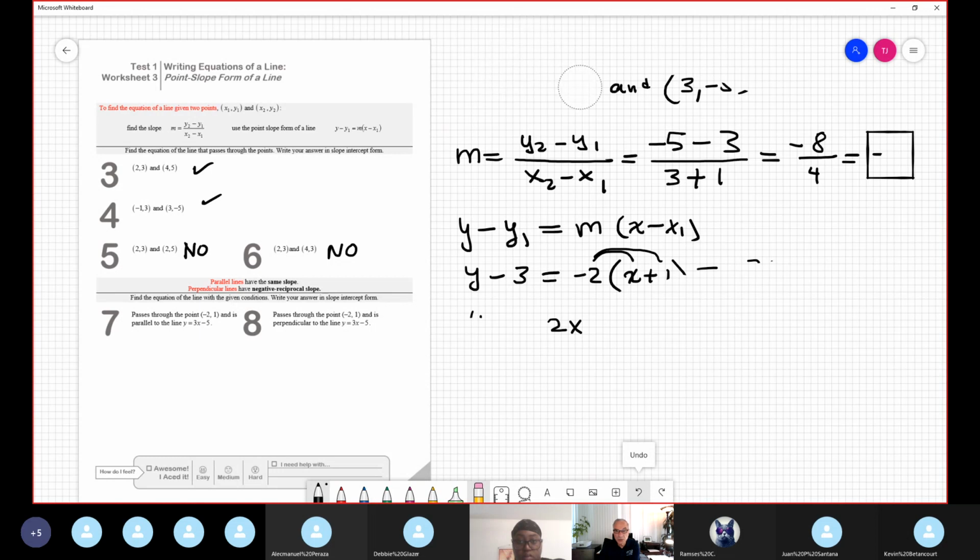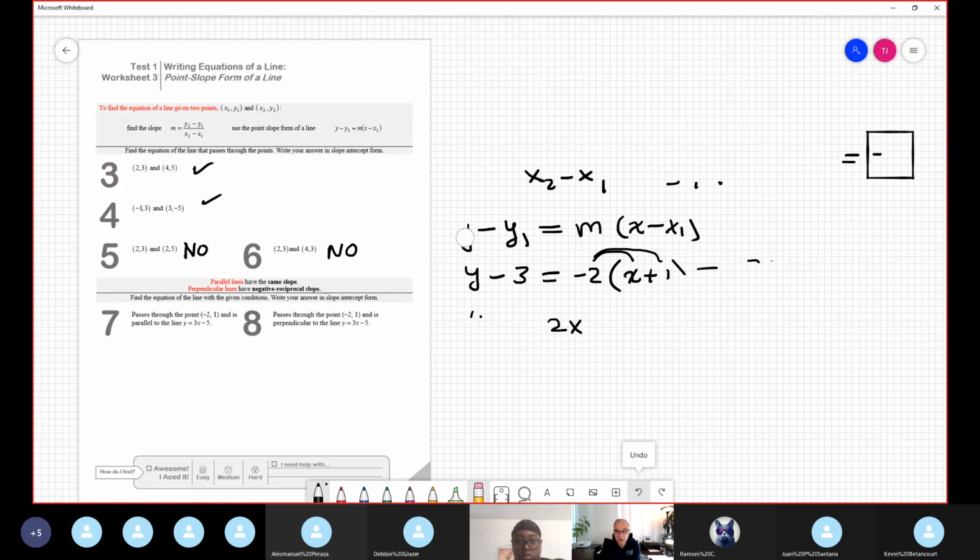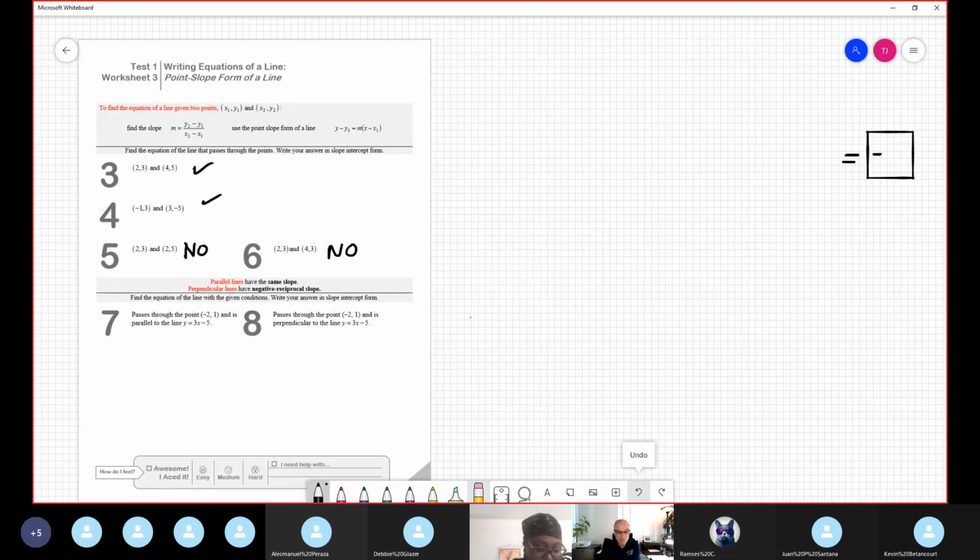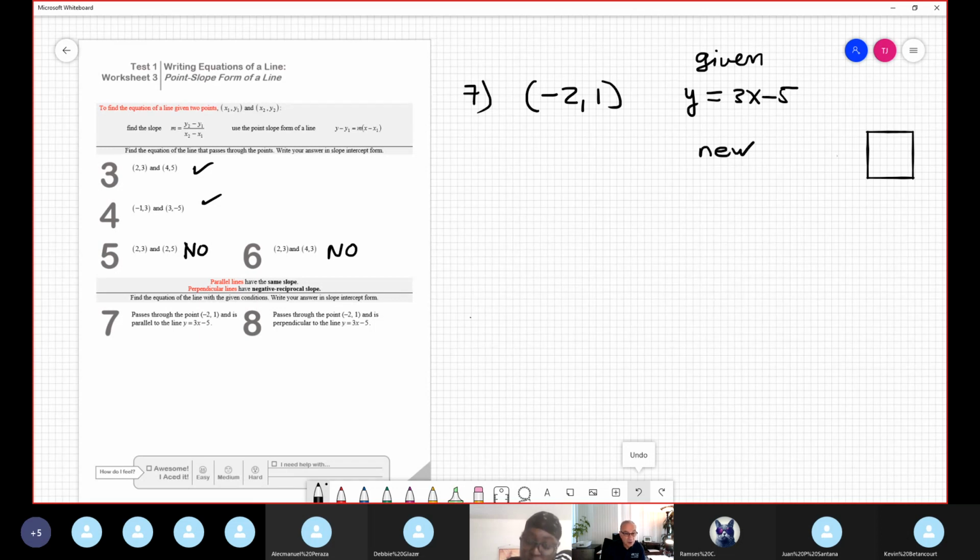Okay. And the number 7. We have in my hand the point. And I have in my hand the equation of the given line, 3x minus 5. And they want, can you find the equation for the new line, not the given, this is the given, this is the old. I need the new line. And they want again, can you write your answer in slope-intercept form? So you solve for y.